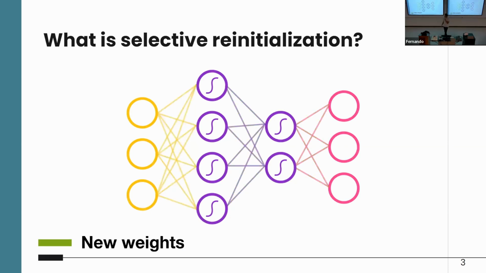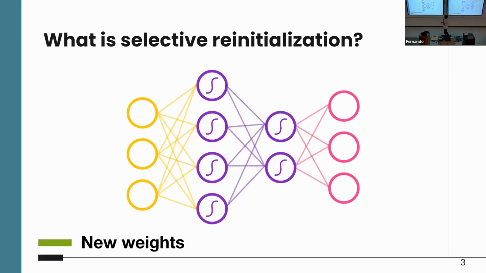Another thing that you could do is maybe choose a layer in the network, such as the output layer in this case, and reinitialize that layer. Another thing that we could do is choose a hidden unit in the network, or maybe several hidden units, and reinitialize all the weights that are connected to that network.